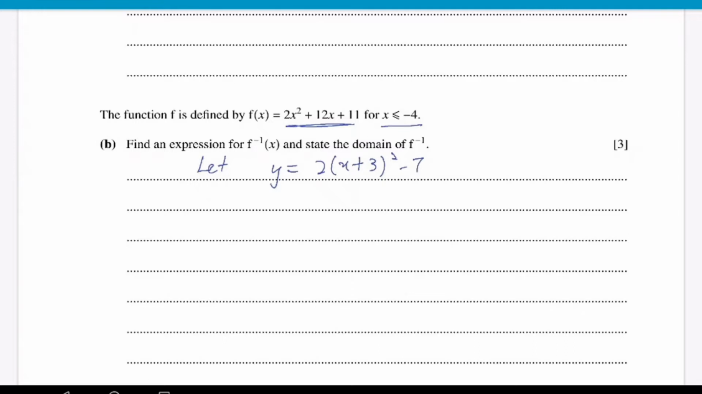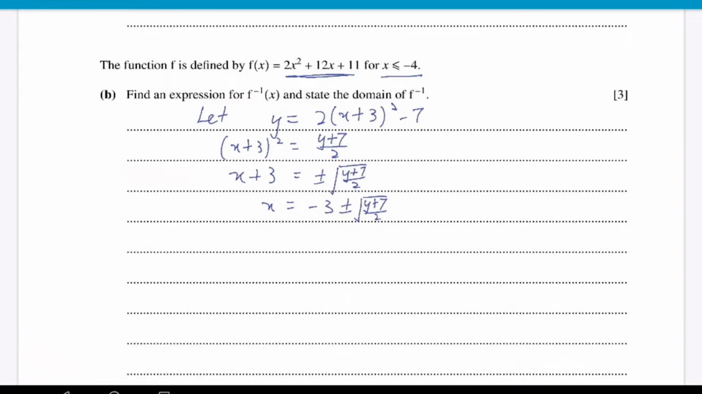Slowly, we will have x plus 3 squared equals y plus 7 over 2. The next step is to move the square over there. Remember, we need to move the square over, and then we have the plus minus first, before we decide. We just leave the plus minus there first. In this case, we have to choose whether it is positive or negative.